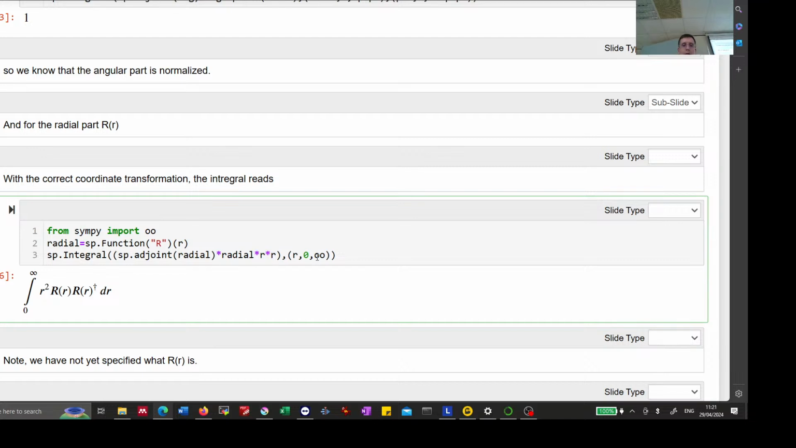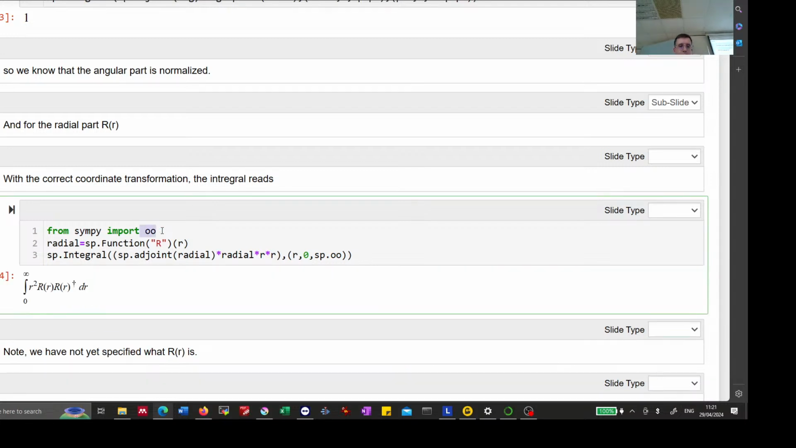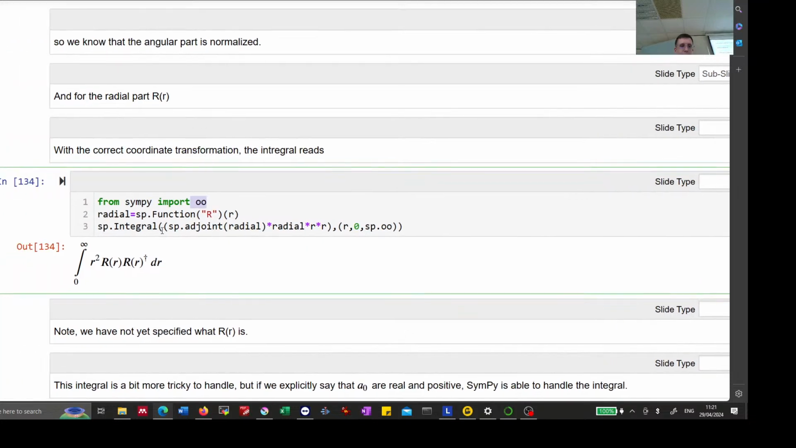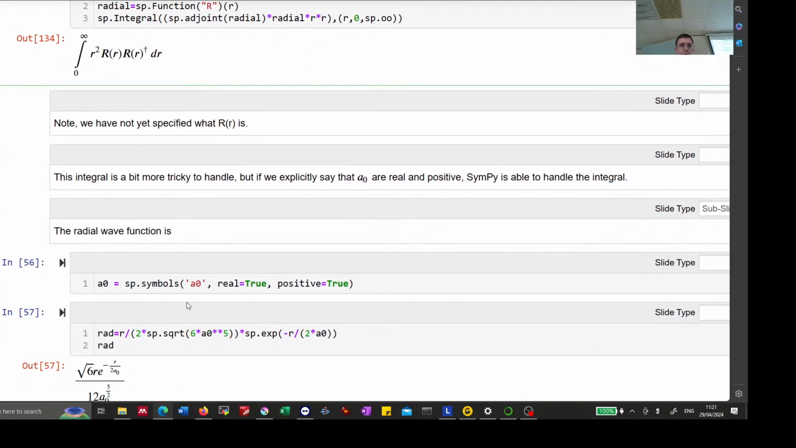Okay, but I think from now I need to have here SymPy 0, 0. No, it's imported here already. No problem. From SymPy import infinity, right? Two O's. So what else we need to do?